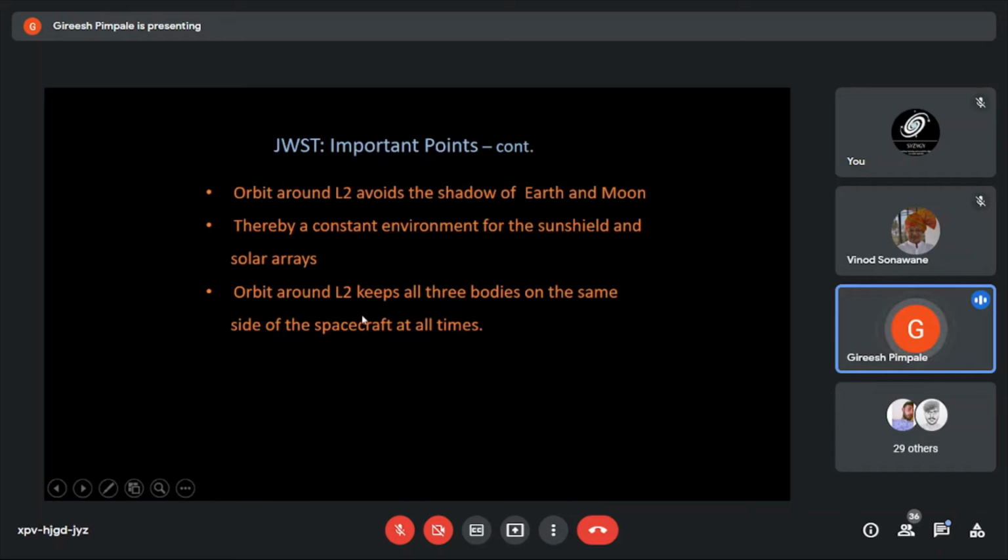So as I have told you, the orbit around L2 is keeping all the three bodies on the same side of the spacecraft.